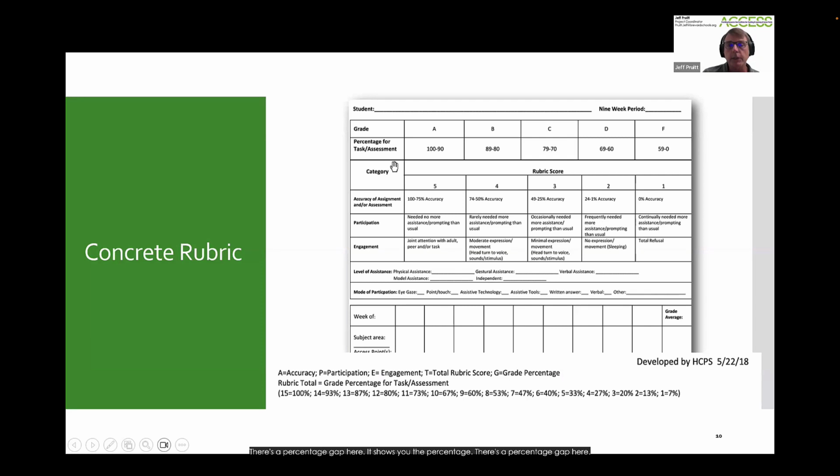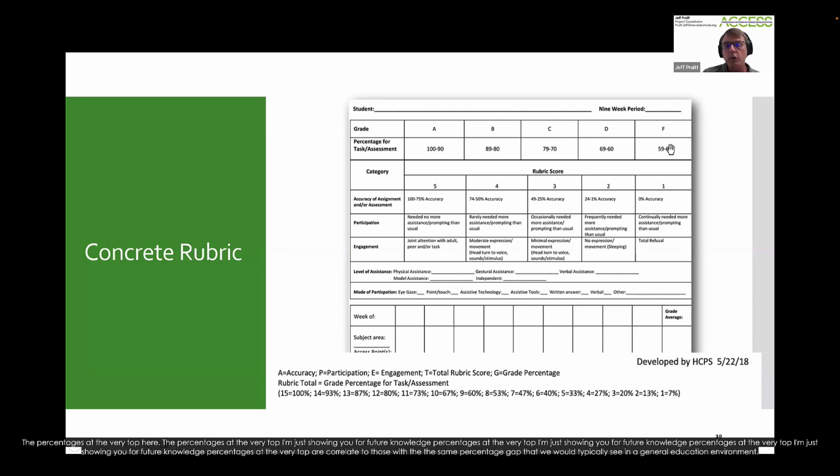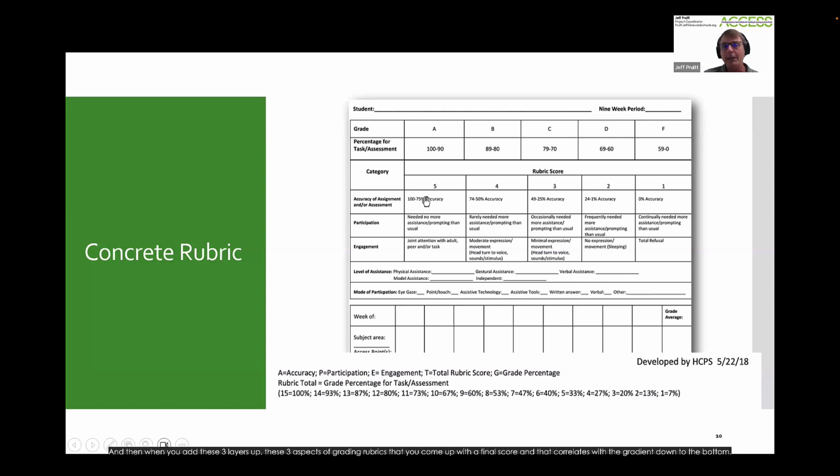All right, here's one down at the very bottom. It shows you the percentage. There's a percentage gap here. The percentages at the very top, I'm just showing you for future knowledge, correlate to those with the same percentage gaps that we would typically see in a general education environment. And then when you add these three aspects of grading rubrics, you come up with a final score, and that correlates with the grading down at the bottom. It just didn't have enough space to put it all on one page, and there it is. To be updated soon.